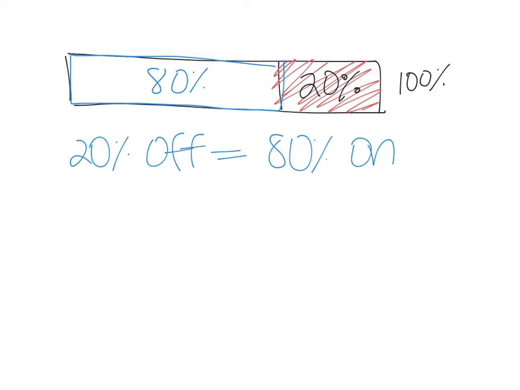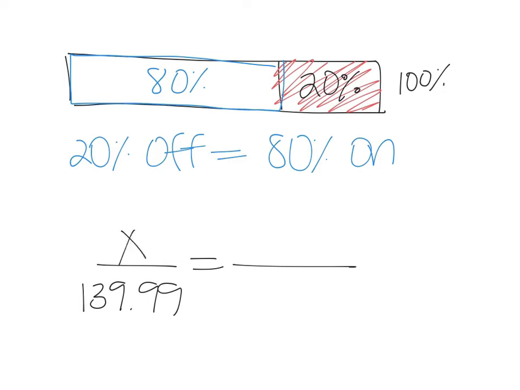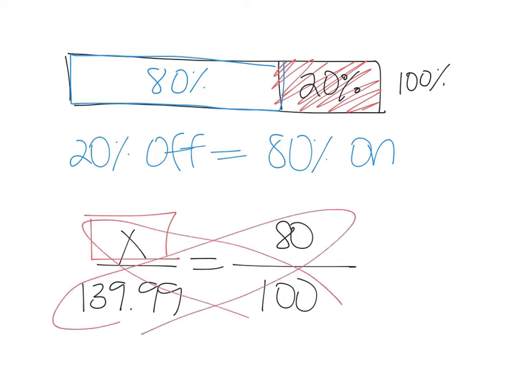So another way that I can set up my proportion is by doing the $139.99. That's always going to be my whole price. But instead of 20% in the numerator, I'm going to put 80. So I can figure out what I'm actually going to pay. I don't care about the amount that I get off. I care about the amount that I'm actually going to pay. So when I actually do the cross products method and cross multiply, I'm going to get 112. That's how much I'm actually paying.